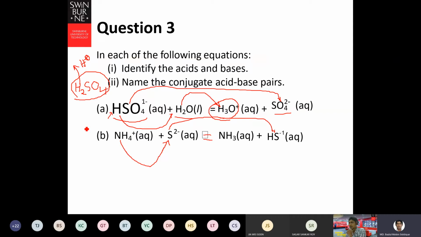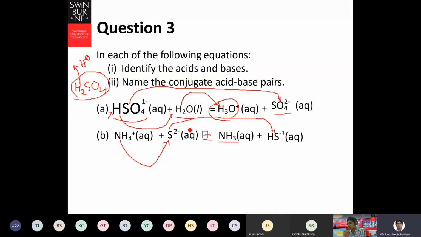So this ammonium is acting as an acid by giving the hydrogen, and this sulfide ion is acting as a base by taking up this hydrogen. Since they just released the hydrogen, it now becomes the conjugate base of this acid, ammonium.